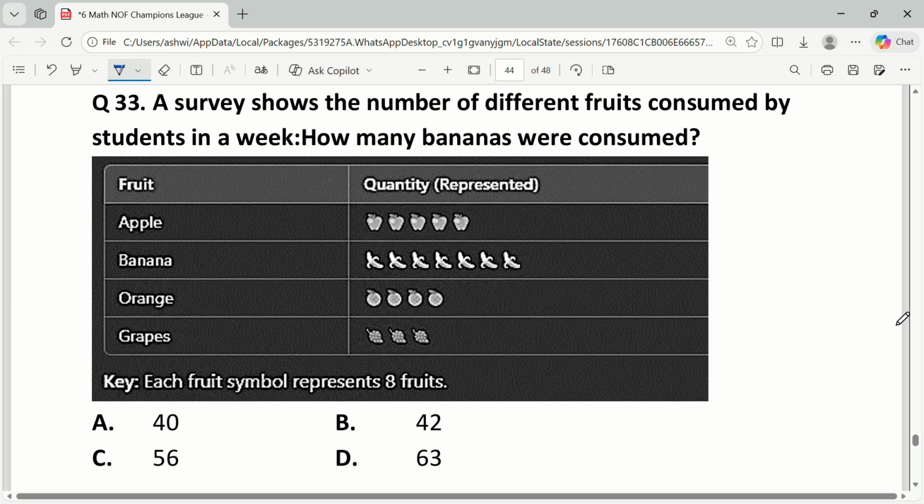A survey shows the number of different fruits consumed by students in a week. How many bananas were consumed? Each fruit symbol represents 8 fruits. That is, to calculate the number of bananas consumed, we can see that there are 7 bananas. That is 7 into 8, which is equal to 56. Comparing with the options, the answer is C, 56.